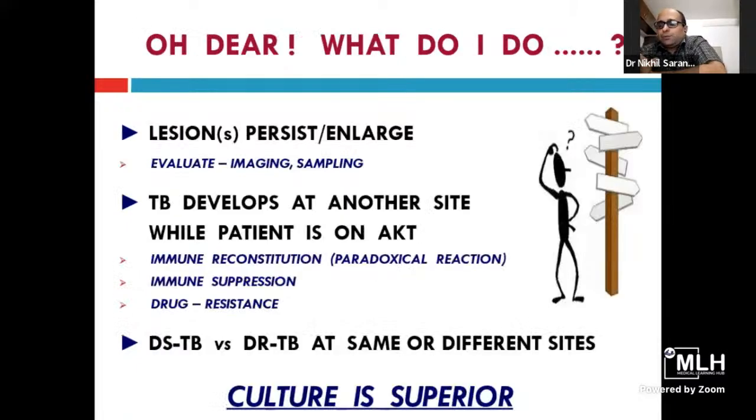So what do you do? Many of us face these clinical dilemmas when we are dealing with cases of TB. If the lesion, for example a lymph node, persists or it enlarges, you must evaluate, image it, sample it, see what is there. Don't just think of drug resistance first, it could be something else. If TB develops at another site when the patient is already on anti-TB treatment, again, don't think of drug resistance first. Think of immune reconstitution, think of immune suppression, and then rule out drug resistance.